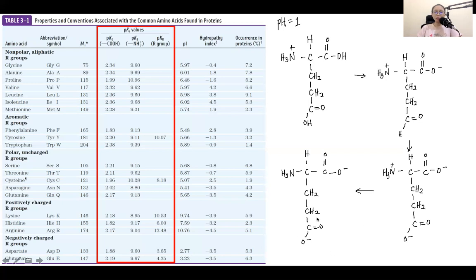Then we continue to add more base until we reach the third equivalence point. At the third equivalence point, all of these molecules are converted into this form, and we have the fully deprotonated glutamate molecule.